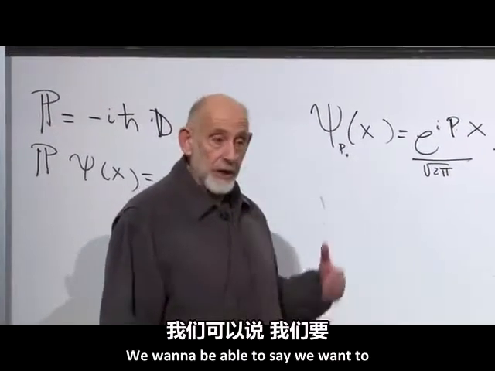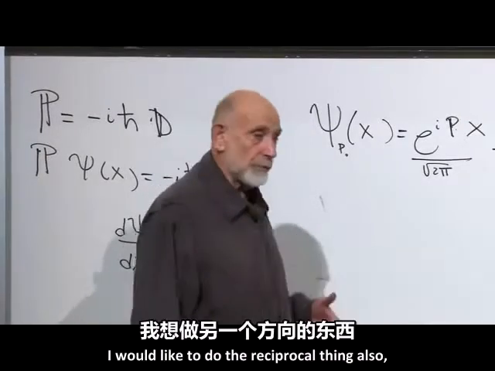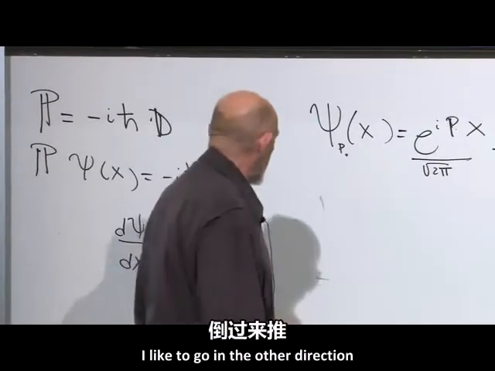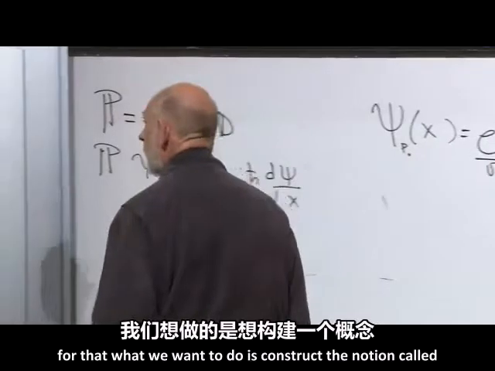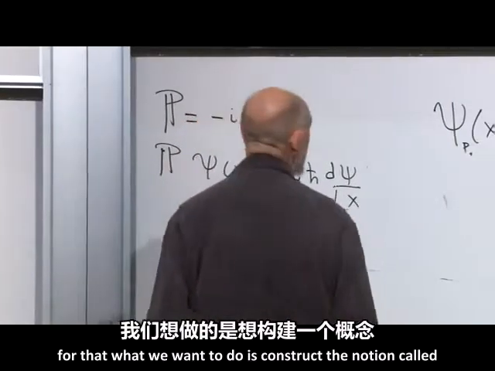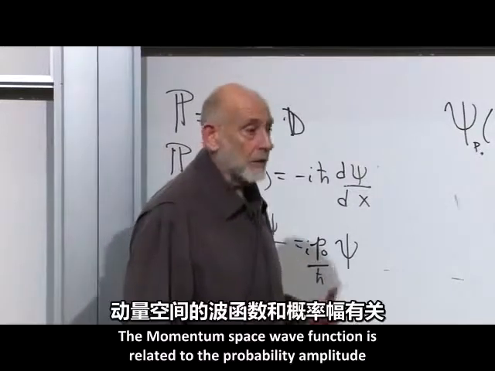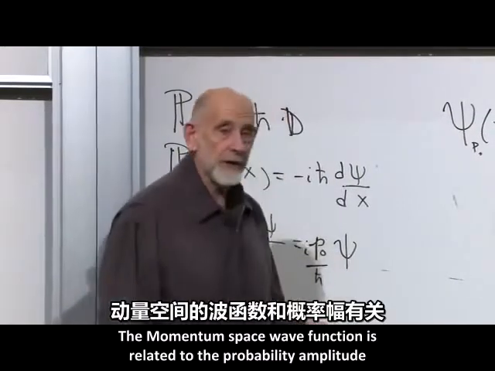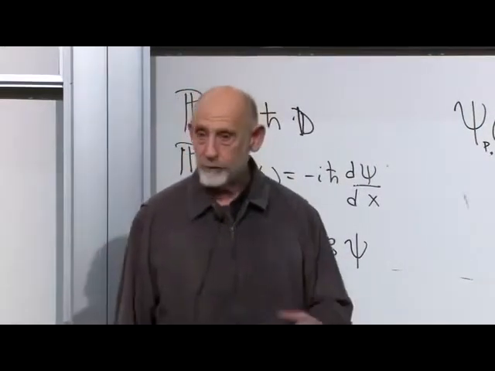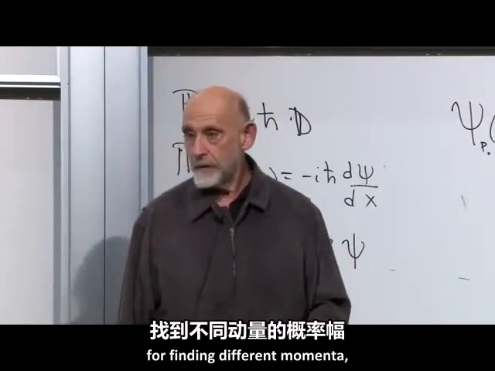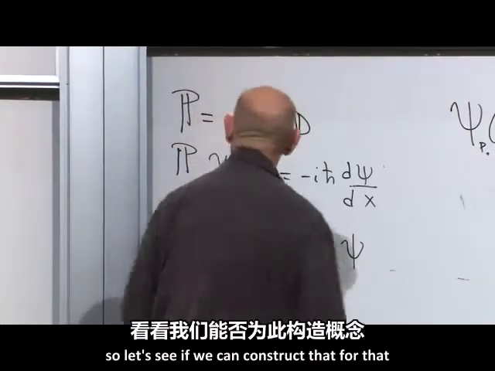We want to be able to do the reciprocal thing also. I'd like to go in the other direction. For that, what we want to do is construct a notion called the momentum space wave function. The momentum space wave function is related to the probability amplitude for finding different momenta. So let's see if we can construct that.